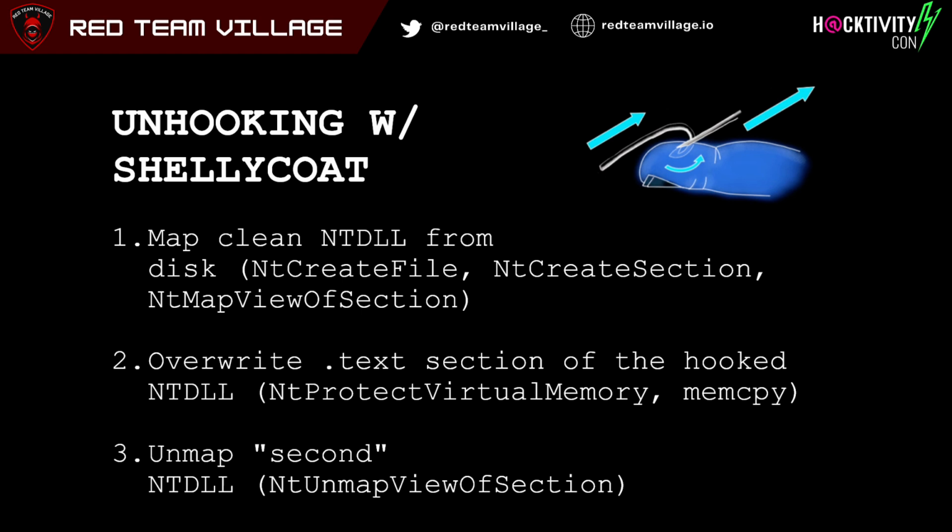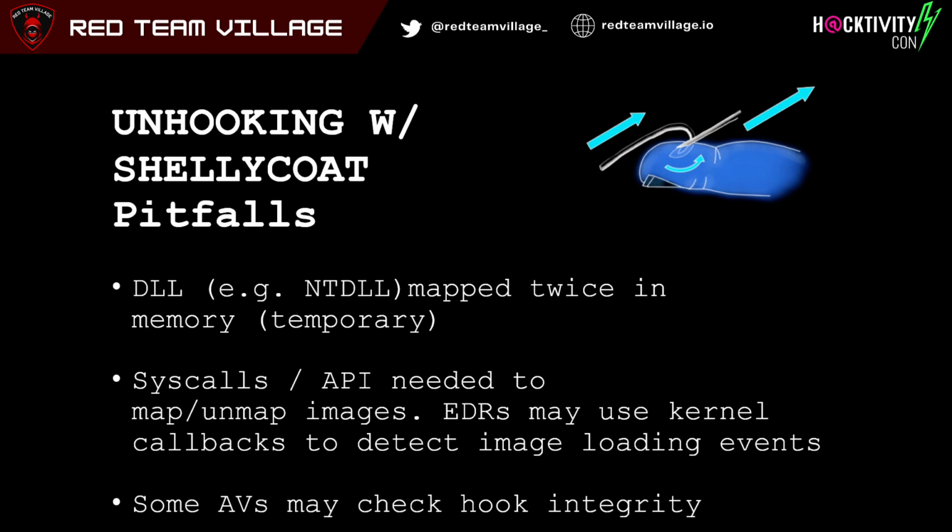This technique, however, has some pitfalls that might trigger detection, and in particular, the DLL will be mapped twice in memory. After that, we have to call some OS functions to map or unmap the images, and since the EDRs may use kernel callbacks to detect image loading events, loading a DLL twice, for example ntdll, might look very suspicious. Finally, some AVs may check hook integrity. So, if we overwrite the hooked DLL with the clean one, the hooks will be set again after a short time, and so our unhooking technique will not be effective at all.